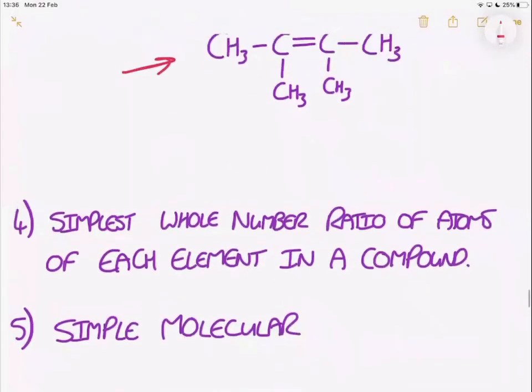The definition for empirical formula was the answer to question 4. And bromine is simple molecular. It's very easy to forget about that sort of stuff, but bromine exists as a simple molecular structure. Okay, next time we'll look at the electrophilic addition mechanism.